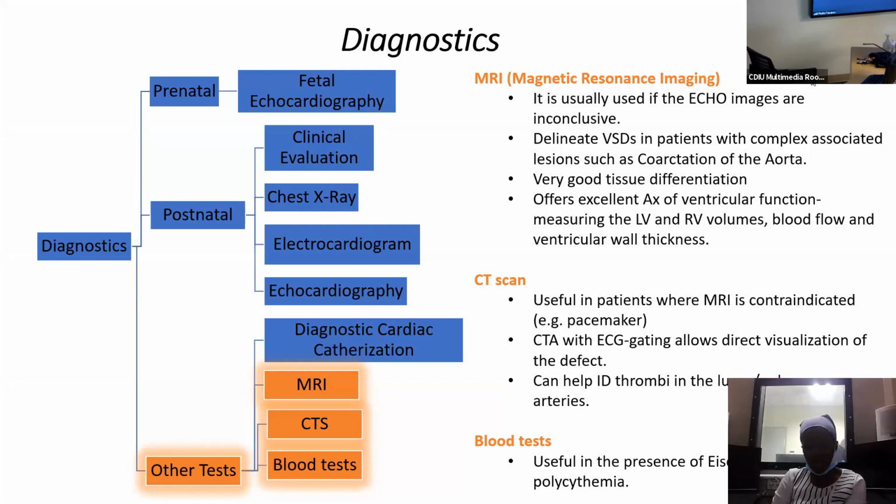A CT scan is also rarely used, but it is useful in patients where the MRI scan is contraindicated, such as a patient that has a cardiac pacemaker. CT angio with ECG gating allows for direct visualization of the defect, and a CT scan can be helpful in identifying thrombi in the lungs or pulmonary arteries, especially in patients that have developed Eisenmenger syndrome. Blood tests are not necessary for the diagnosis of a VSD, but in patients with Eisenmenger syndrome, they can help to identify the presence of polycythemia.